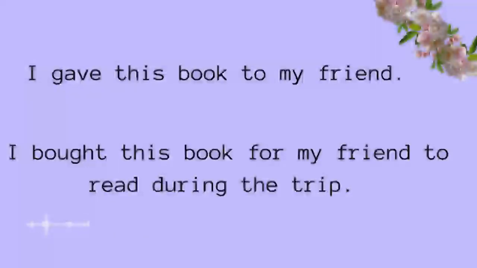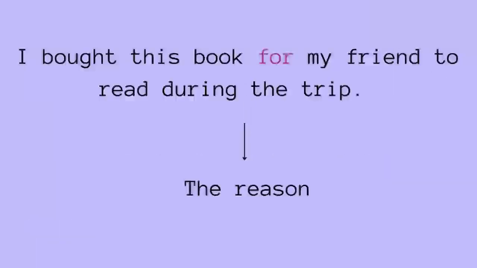What is the difference? With the use of "to", you are referring to a specific friend. So "to my friend" means I'm talking about a specific friend, especially this particular friend. But with the use of "for", we are focusing on the reason.